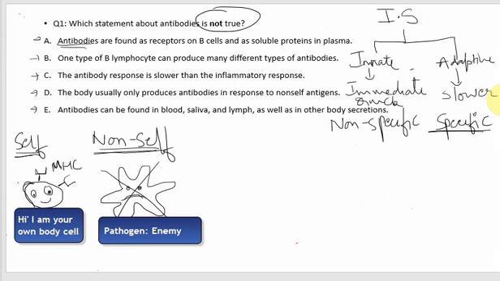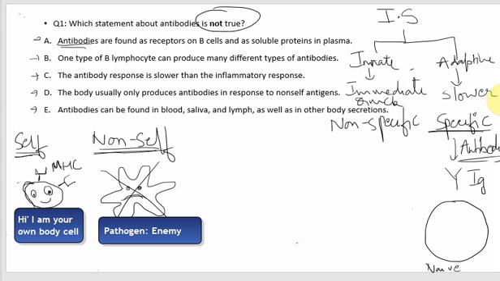Now let's talk about how this adaptive, that is the specific immune response, takes place. It takes place, as I've told you, by means of an antibody. Now, what are these antibodies? Antibodies are the Y-shaped immunoglobulin molecules which are present on the surface of our B cells. These are the naive B cells. Naive B cells means the cells which have not encountered any antigen yet.